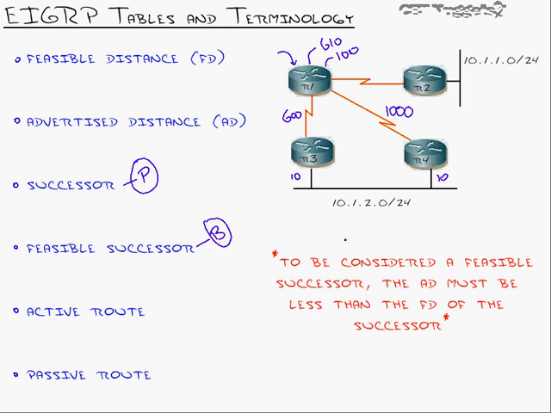Now let's get back to the quote. It says, to be considered a feasible successor, the advertised distance must be less than the feasible distance of the successor. Now in this case, what that's saying is router 4's advertised distance, meaning the amount it takes for router 4 to get to the network, less than the feasible distance of the successor? So is 10 less than 610? Good grief, my horrible handwriting here. So let me back that out because that's pathetic. 10, is that less than 610? And the answer is absolutely, it is.